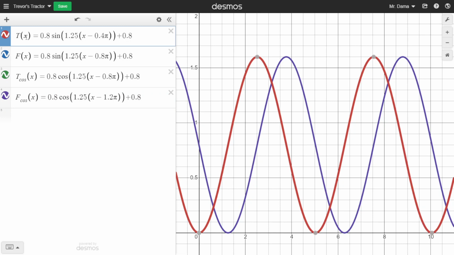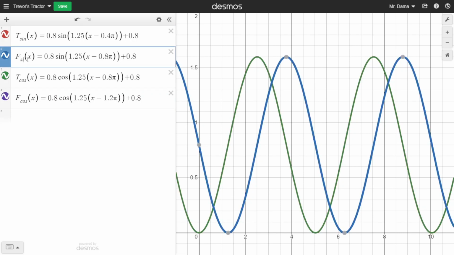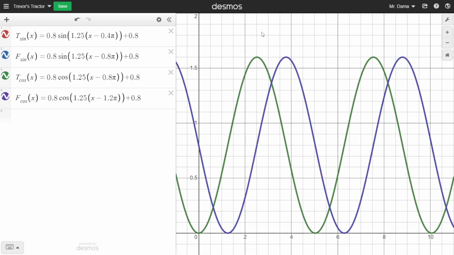And in fact, what I might just do is type it like this so you know what I've used. That's just me labeling what kind of model I'm using. That one's the sine model, so T for Trevor and F for Fred. So if you use the sine models, those are the two equations you'd use. If you use the cosine models, these are the two equations you'd use. Alright, so now let's see what the next part of the question is asking us to do.